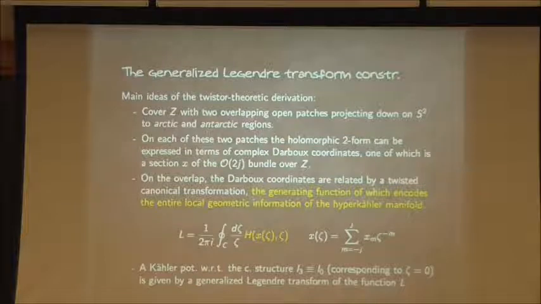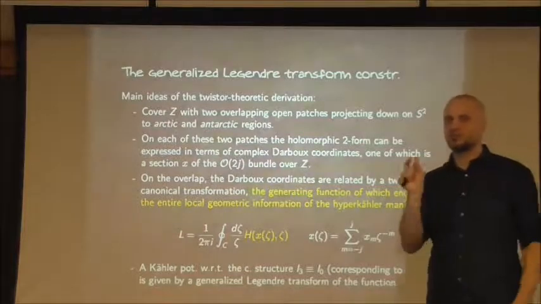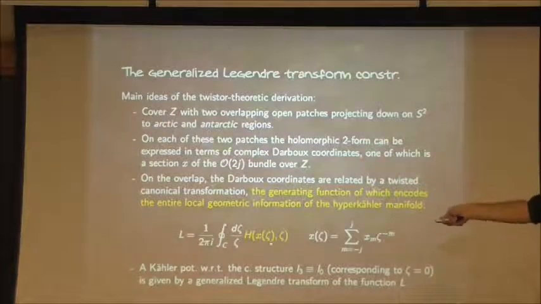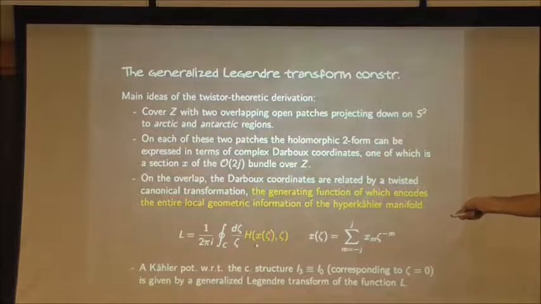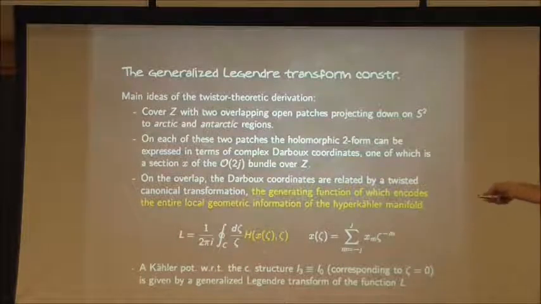Now, on the overlap, this is how mathematicians construct things. They construct things locally, and then they patch them up. On the overlap, the Darboux coordinates are related by what physicists call a canonical transformation. And in this case, it's a twistor space, so it's a twisting canonical transformation. Now, the important thing is the generating function of this encodes the entire geometric information of the hyperkähler manifold. So the whole information of that hyperkähler manifold is contained in a single holomorphic function of this generalized moment map, which is quite powerful.